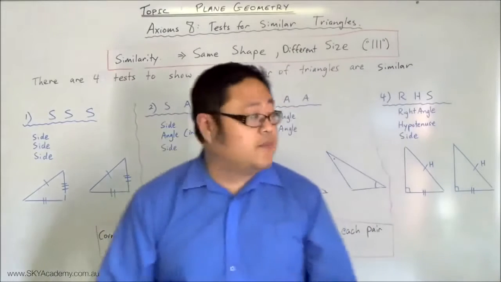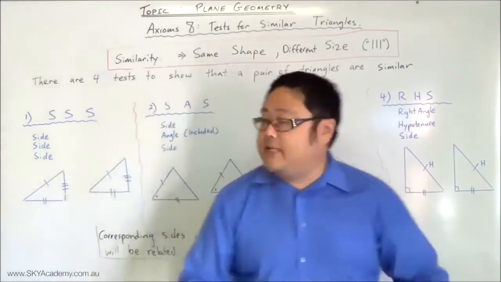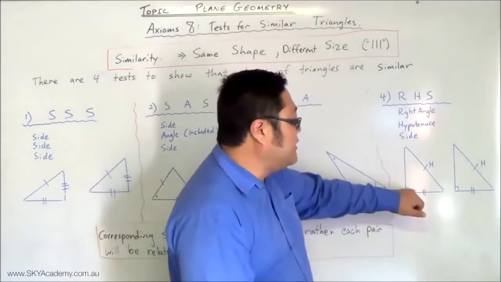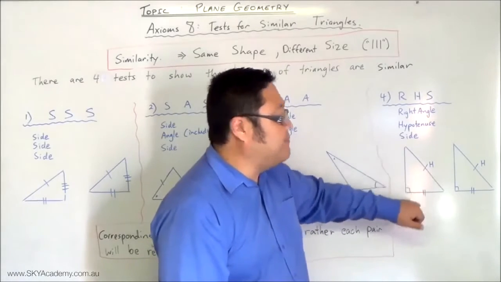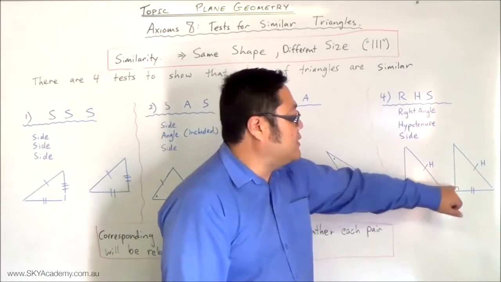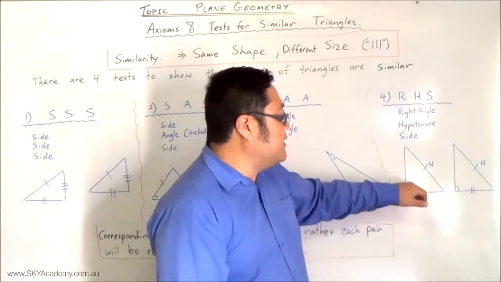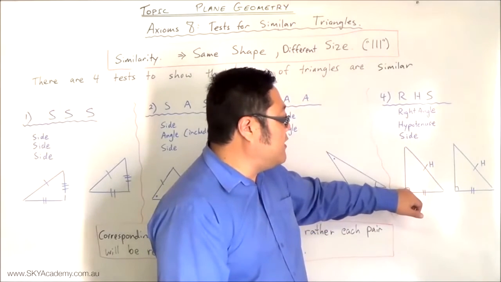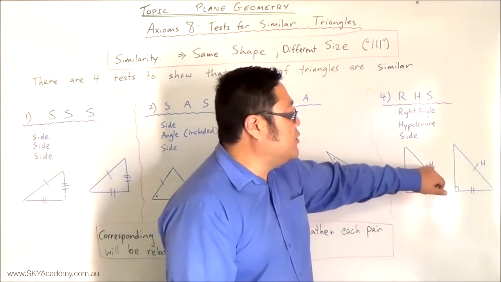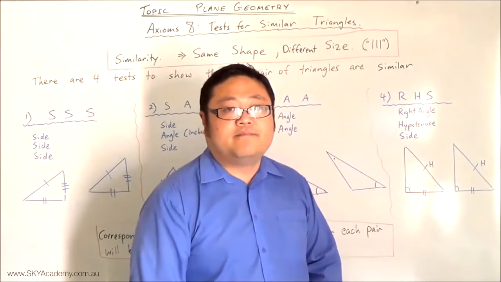The final test is what we call the RHS. This test is very similar to the SAS, but the angle is a right angle, and it doesn't have to be the included angle between the hypotenuse and the second side. So in other words, you've got the right angle, the hypotenuse, and another side, of which the two hypotenuses will be in the same ratio as these two other sides.